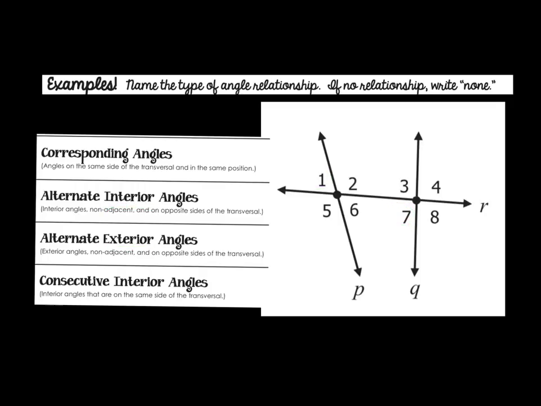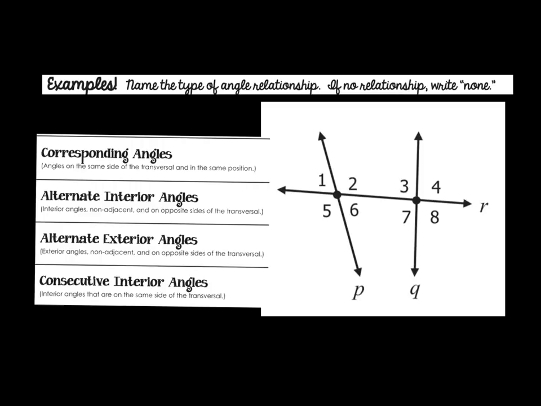All right, one we haven't talked about yet. How about 5 and 7? They're both below the transversal R, and they're both to the left of their respective lines that they're next to. So since they're both on the same side of the transversal and in the same relative position, they are corresponding. All right.